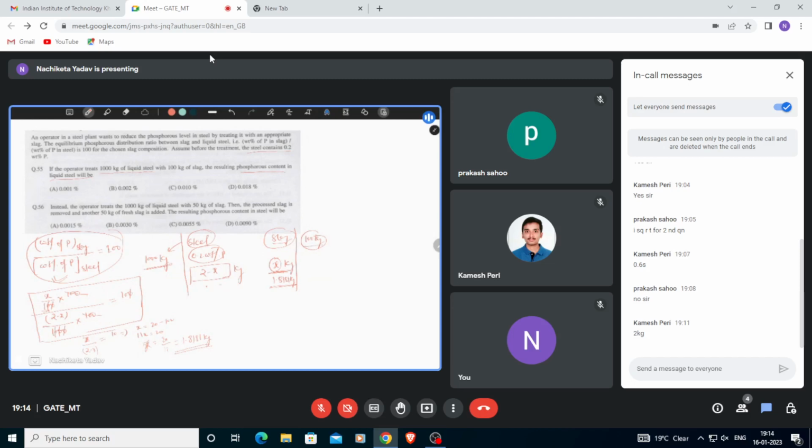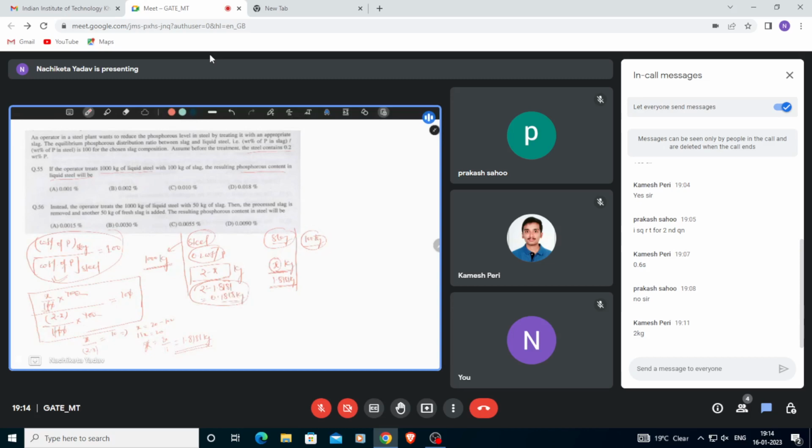So at equilibrium, what is the amount of remaining phosphorus content in steel? 2 minus x, that is 1 minus 0.8181. So how much will it be? 0.1818 kg.